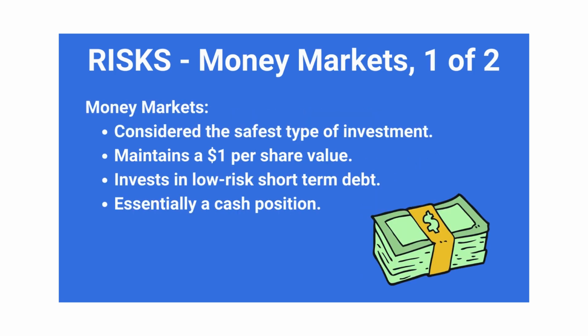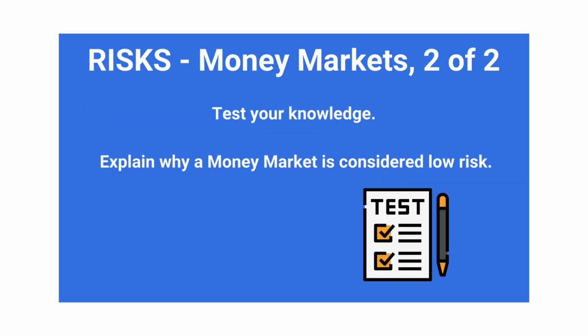And the last part of risk would be money markets. Money markets are considered the safest type of investment, and they maintain a dollar per dollar share value. They invest in low risk short-term debt, and it's essentially holding your money within the fund as cash. And to test your knowledge on the risks of money markets, explain why a money market is considered low risk.